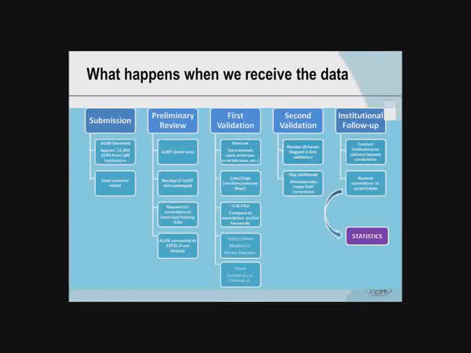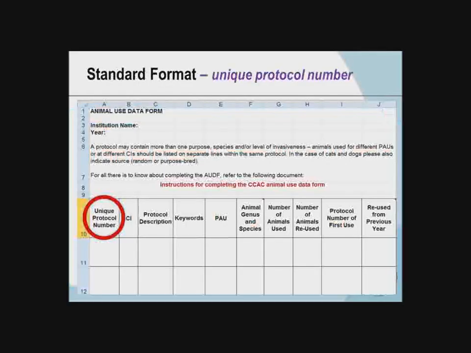So as you can see, it's quite a lengthy and complex process, and it involves around 11,000 animal use protocols from some 200 institutions. So back to the form. And what I'm going to do for the remainder of this session is just go through the form briefly to give a little bit more information and perhaps to provide a bit more clarity on the various elements required.